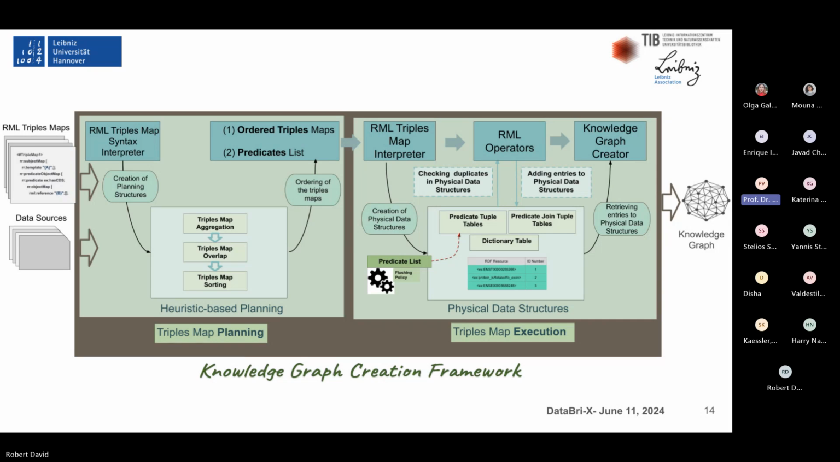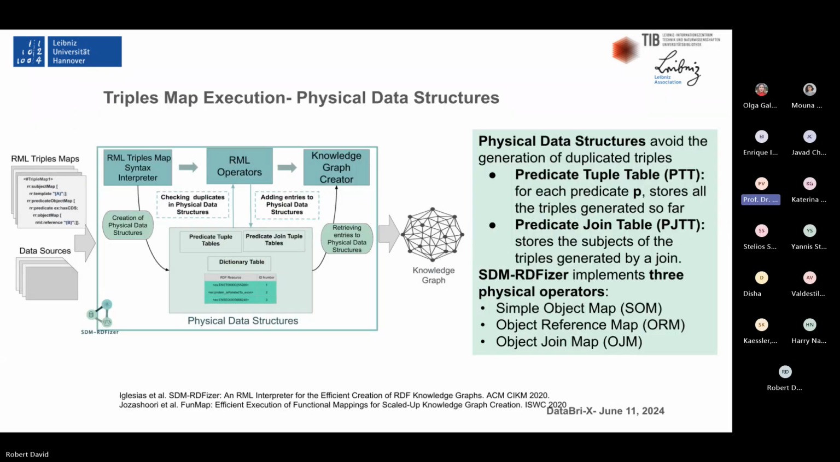So if we go next, please, we will see that when we go inside and look at the physical operators, what is very important is that we have physical data structures. And these physical data structures keep track of everything that is generated, in a way that duplicated triples are not generated twice. That means that each time a tuple or a triple is output and inserted in the knowledge graph, we are sure that these output triples are not duplicated.